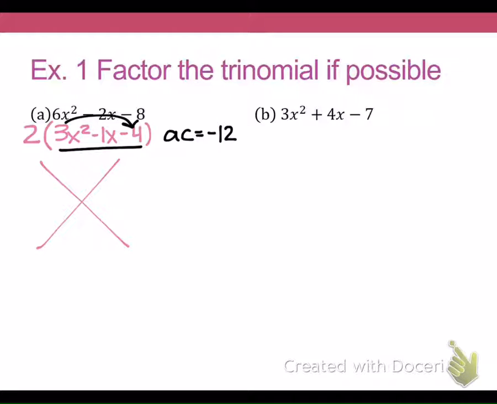Will my signs be the same or will they be different? Look at the second sign in your trinomial. It's a negative, so my signs will be different. One will be plus and one will be minus. Now remember, that's just a matter of memorizing. If the second sign in your trinomial is negative, your signs are going to be different.